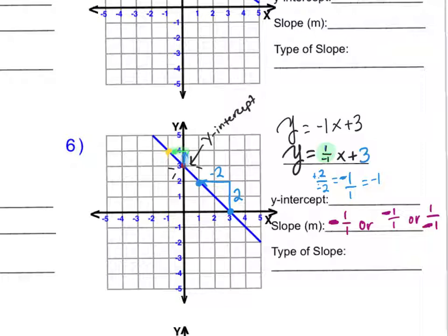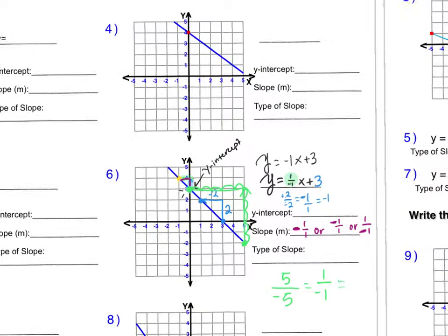These are all equivalent. 1, 1, 2, 2. What if I pick this point to map with this one? What's your rise? 1, 2, 3, 4, 5. I went up 5. Okay, well let's do that slope. 5 over 1, 2, 3, 4, 5. Oh, -5. Okay, well let's simplify that. Isn't that the same thing as 1 over -1? Isn't that the same thing as -1? Right? 5 divided by 5 is 1. A positive divided by a negative is negative. Your slope is still negative.